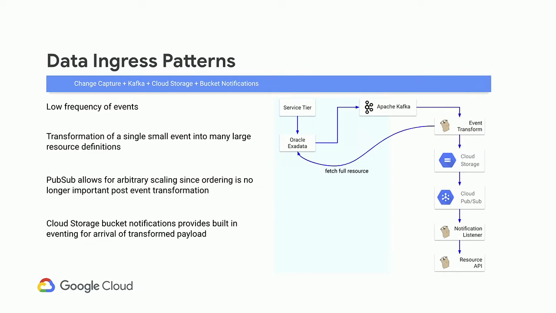One of the things that we get out of this particular workflow is that with our Kafka workflows, we can't arbitrarily scale our consumption, right? Scaling of a Kafka consumer is bound by the number of partitions that you have, and repartitioning is generally not a pleasant exercise. PubSub gives us the ability to arbitrarily scale here.